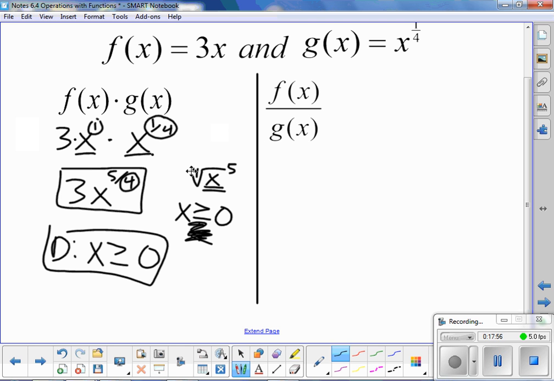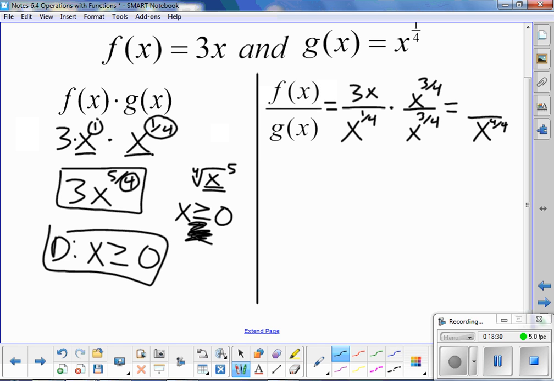So since these are in rational exponent form, I'm going to keep them in rational exponent form. So f of x is 3x. G of x is x to the 1/4. Got to do a fancy one here. So what would I add to 1/4 in order to get 4/4? X to the 3/4. So there's my fancy one. 3/4 plus 1/4 is 4/4. So that's just going to be a regular old x. You'll have 4 over 4. But remember, 4 over 4 is just a 1.